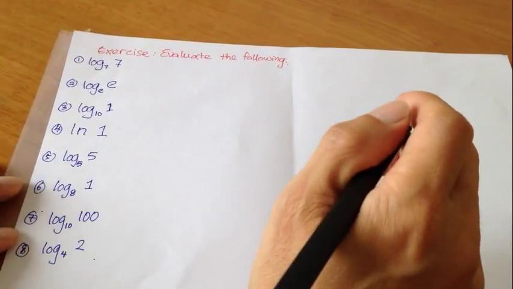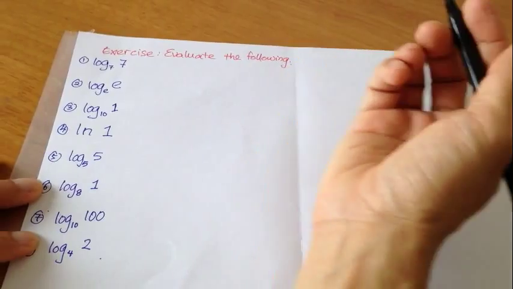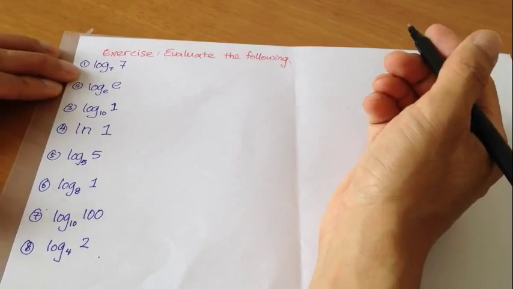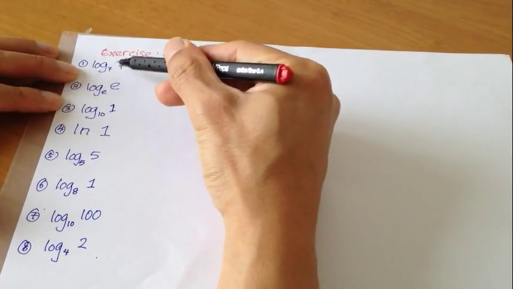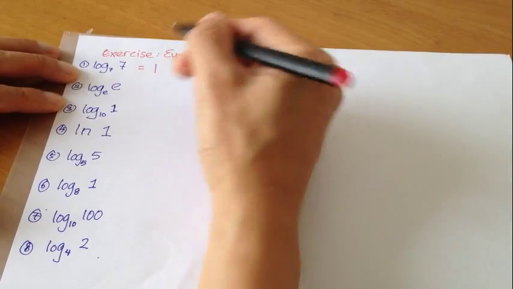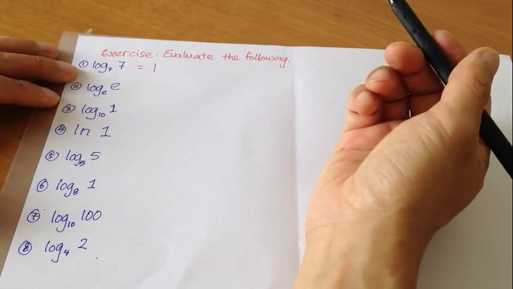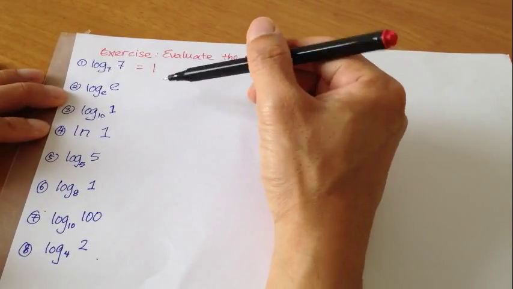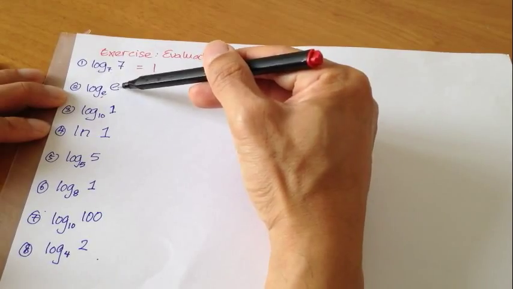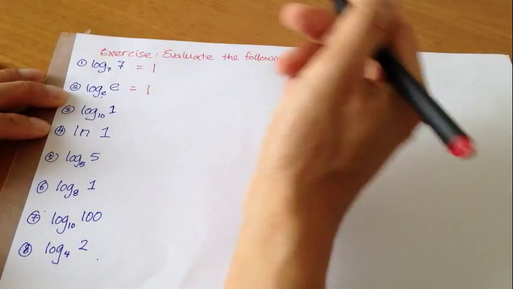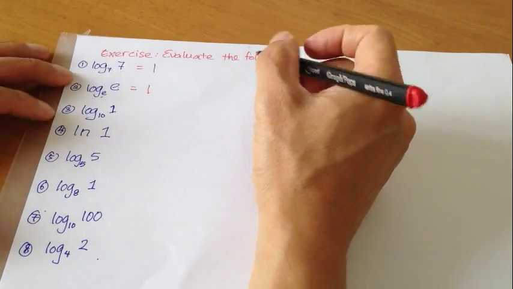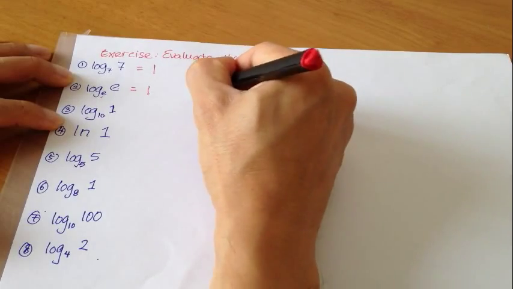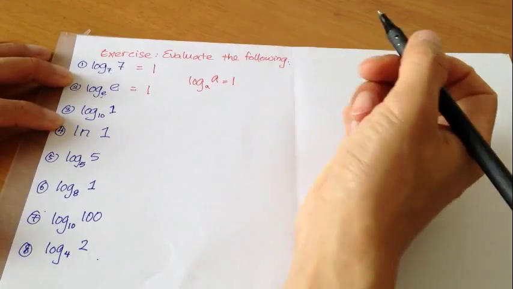Welcome back. Let us attempt these questions. Logarithm 7 base 7 is basically asking how much the base has to be raised to get 7. The answer is 1. And it's actually very easy to recognize. The second one is logarithm e base e. How much the base e has to be raised to get e? The answer in this case is 1. In fact, when the factor and the base are the same, then the answer is always going to be 1.